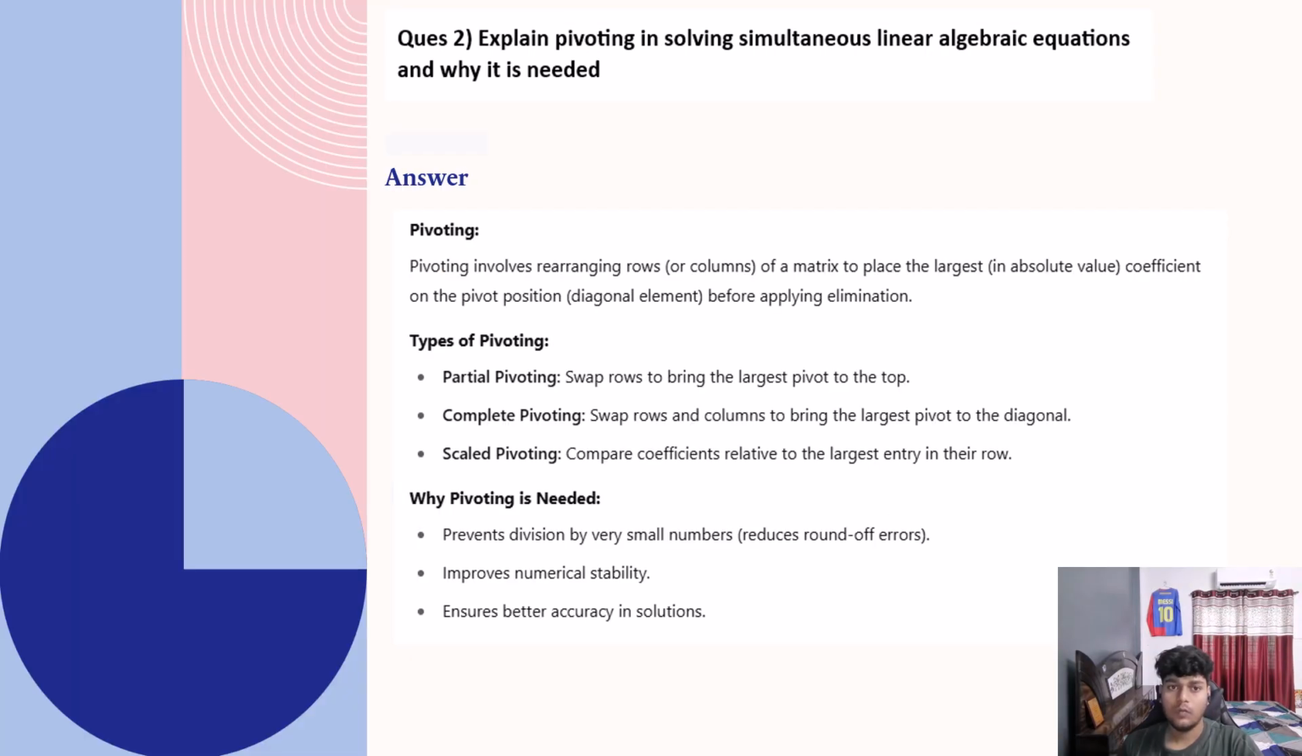In question number two, we need to explain pivoting in solving simultaneous linear algebraic equations and why it is needed. Pivoting is a technique used during Gaussian elimination to improve numerical stability and avoid division by zero. In Gaussian elimination, we divide by the pivot element a_kk at each step. If a_kk is zero, the algorithm fails because division by zero is undefined.